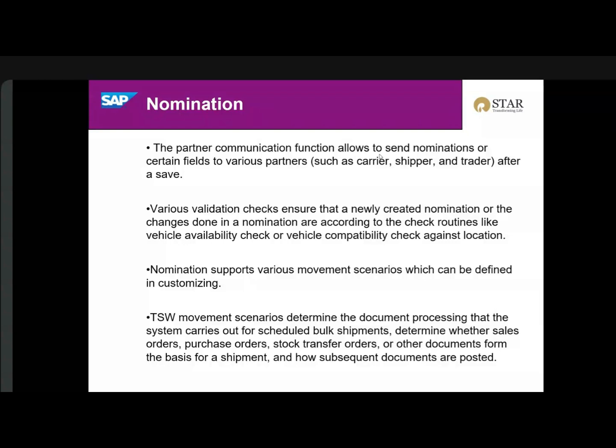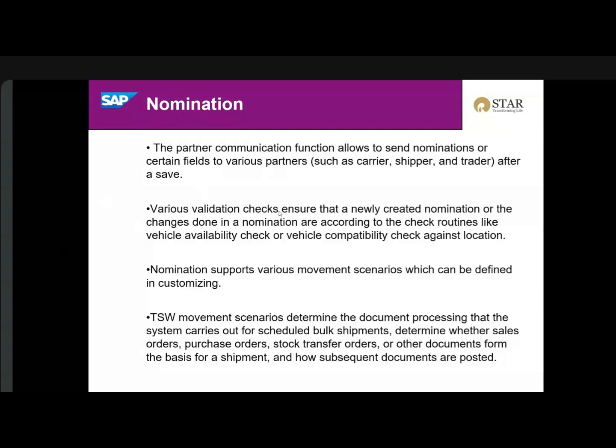Partner communication function allows sending certain nomination fields to various partners. So this is what I told you now. You can send a mail from this SAP screen to the carrier. For that we have to set up the system.